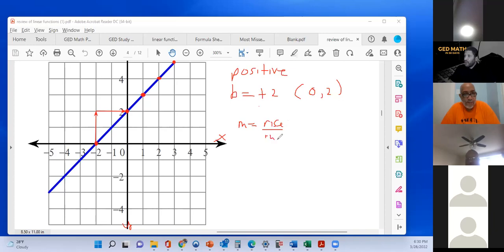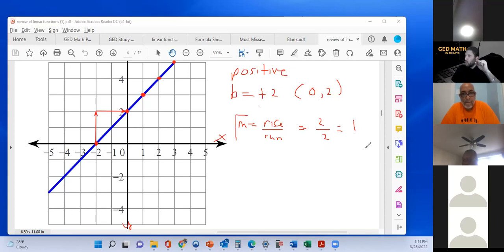Now, look at what I'm doing. I keep writing the formula over and over: rise over run. I know you know it. Why do I keep writing it? Because I want you to do the same thing. As you're doing your work, I'm modeling the way I want you to do it. Once you got it down, you can fly through it. Now, 2 over 2 reduces to what? It's 1.